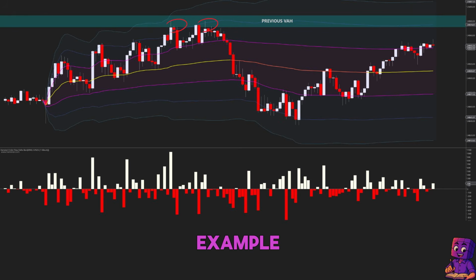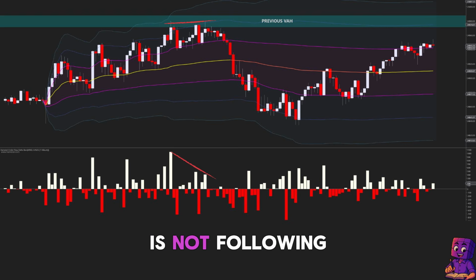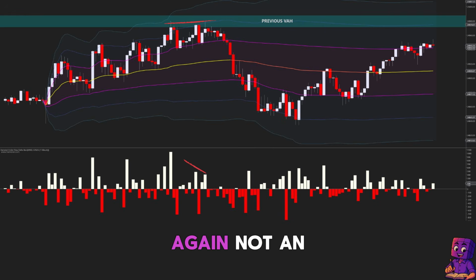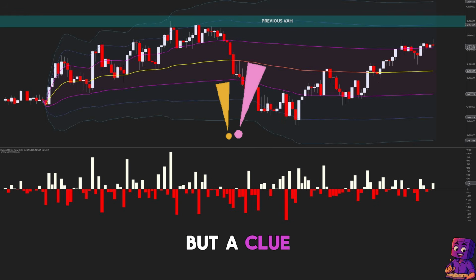Let's take an example. Price pushes to a new high into a resistance zone, but the delta bars are smaller than the previous push. The price is rising, but delta is not following strongly. That's a clue the move may be losing participation. Again, not an entry by itself, but a clue.